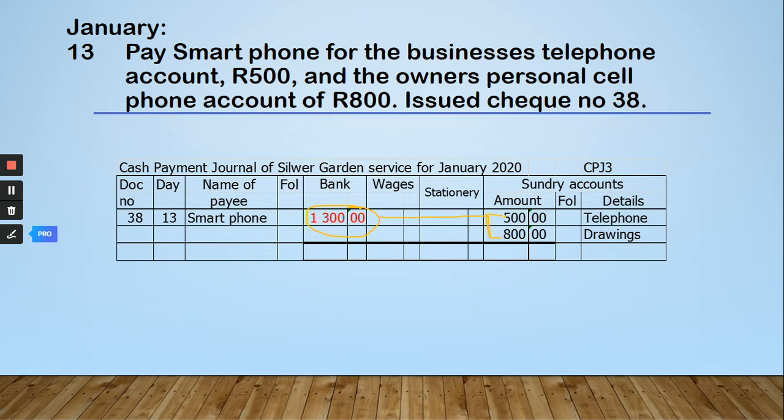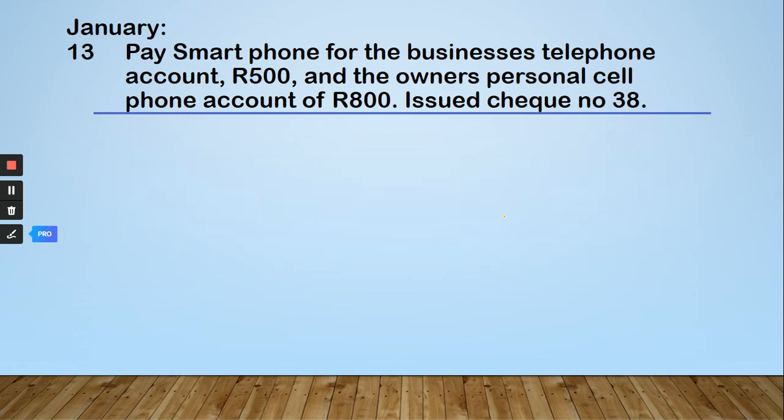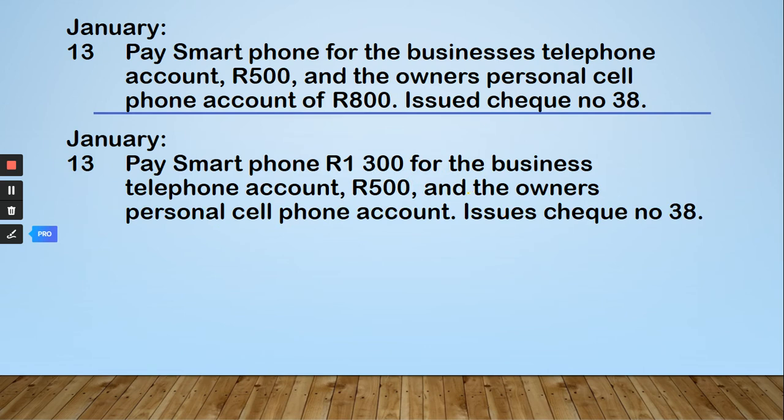But now what can get tricky here is that we can have the same transaction, but I can give it to you in another way. So I have the same transaction over there, and then at the bottom here, I have the following sentence that says, pay Smartphone 1,300 Rand for the business's telephone account, 500, and for the owner's personal cell phone account. Issued check number 38. So now I have the same information, except I have the 1,300 amount there, where at the top here I have the 500 and the 800.